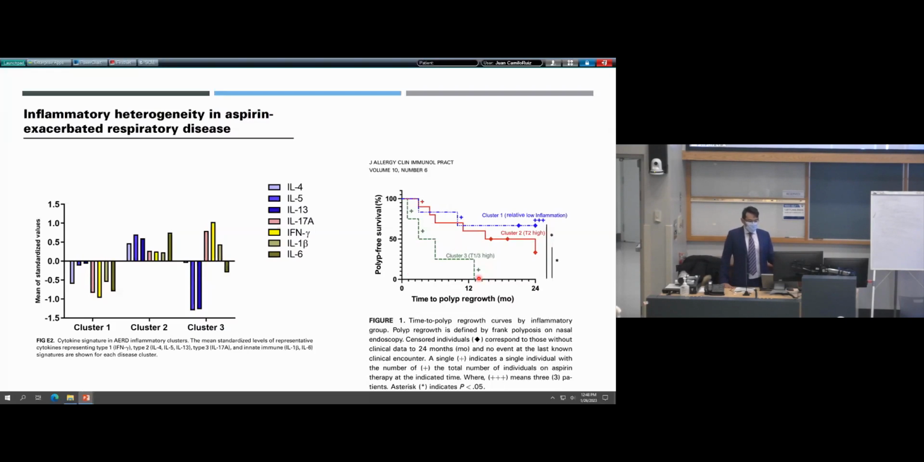Almost 100% of them had polyp regrowth within a year. The cluster 2, which is the eosinophilic atopic one, didn't do so good, but did slightly better than the type 3. And then the cluster 1 with relative low inflammation did the best.